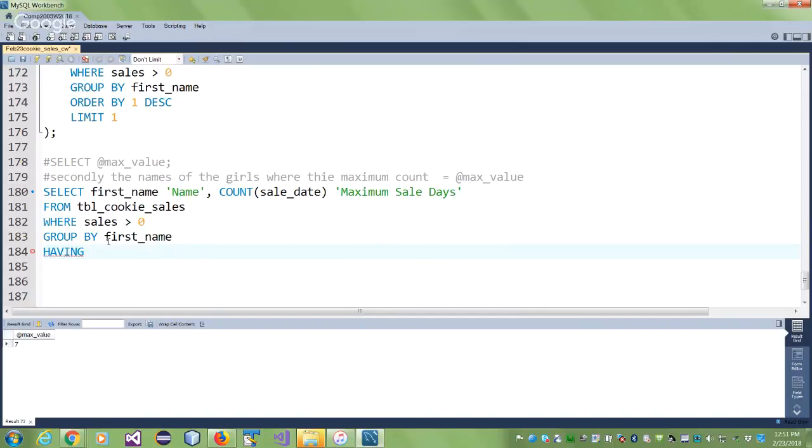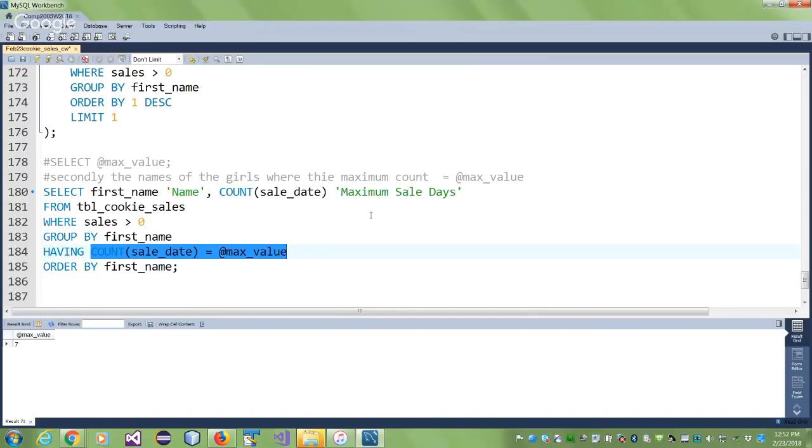You're saying having this count of the sale date equal to the maximum value. And did I say order by something? I don't know. We'll just do order by first name because it's the same value. Okay, now see what did I do? I said, take the name and the count of those girls in which their count is equal to maximum value.